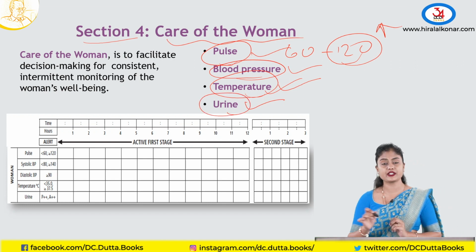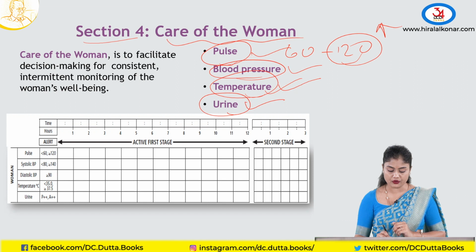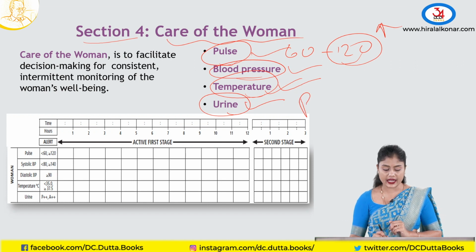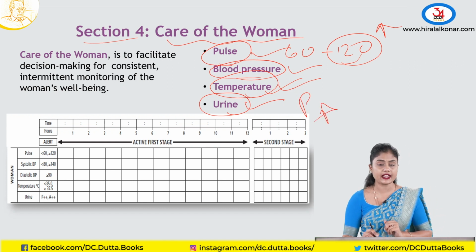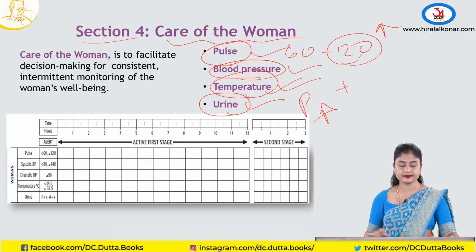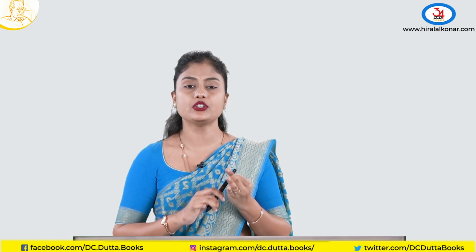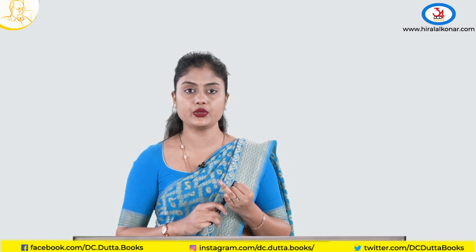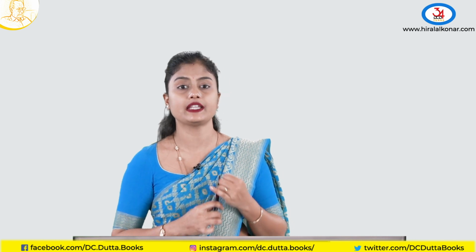Urine output: especially in hypertensive patients, you should check for protein in urine and acetone in urine. If it is there, it is labeled accordingly, +1 or +2, as it is seen. So, this is how you monitor the mother. You will check her blood pressure, her pulse, her urine output, and her temperature.